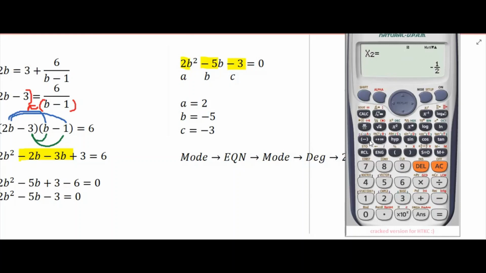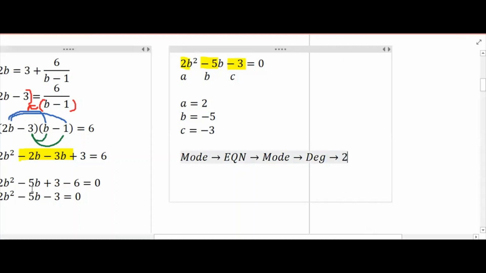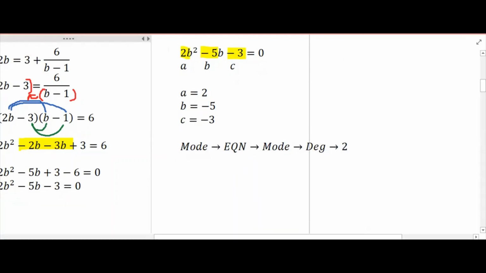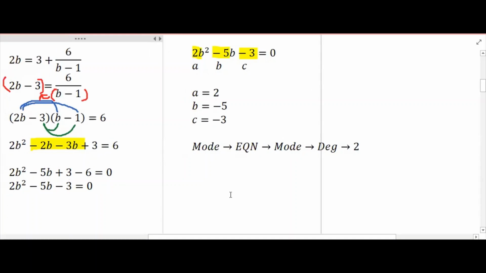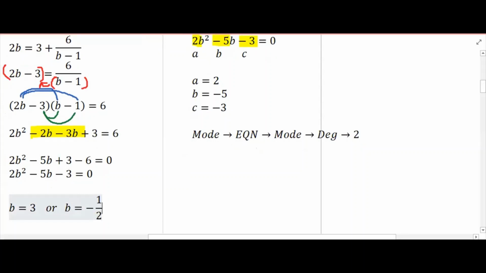Press Shift ABC, let the ABC stay on top of the negative. You press Shift ABC, you get negative 1/2. So here I write this. Don't write X, write B. B is 3, another B is negative 1/2. But of course, I cannot do it by using the calculator. You cannot show directly using the calculator. You must show your working. You must show your manual working.